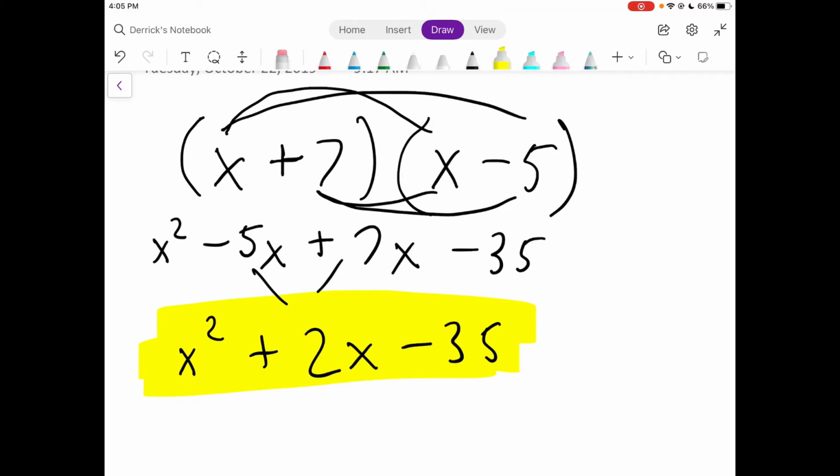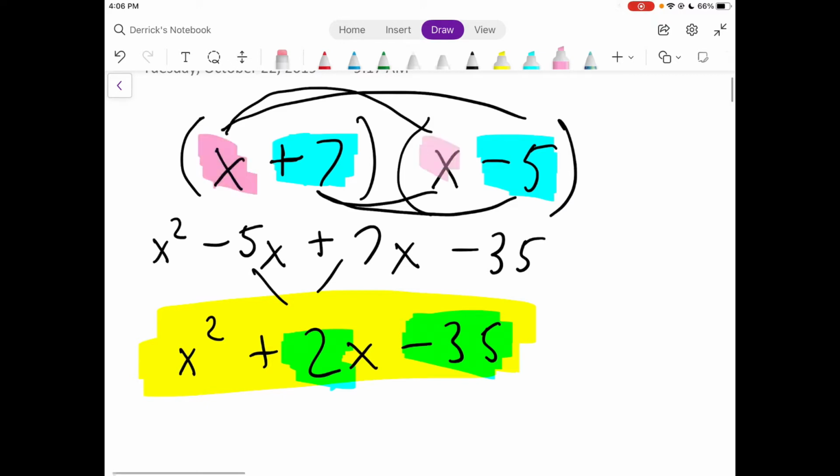So what we're going to be doing today is basically the reverse of this process. We are going to start with a trinomial, like what I've highlighted here in yellow, and we are going to try to factor that into two binomials, like this x plus 7 and x minus 5. Now what I want you to notice is that when we look at the factors that we started with, the two binomials here, this positive 7 minus 5 gives us the 2 for our 2x, and 7 times negative 5 gives us the negative 35 here for our last term. Also, x times x gave us the x squared.